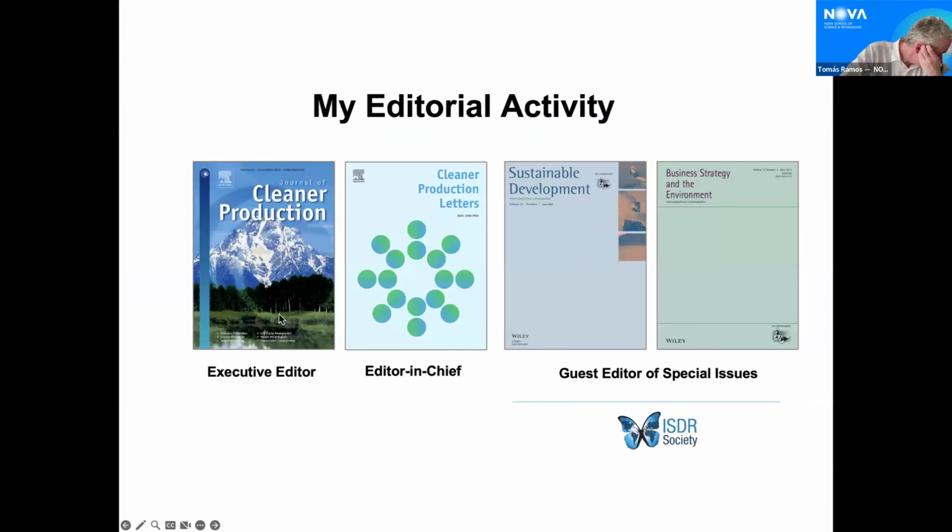As I said, my experience is a bit biased because it's mainly related to these two journals. The Journal of Cleaner Production is one of the biggest journals in the sustainability area at international level. And also this new journal, well, not so new, 3 or 4 years old, the Cleaner Production Letters. I also have some connections with some other journals, and Dr. Waleed is also connected with those. From other publishers, Sustainable Development and Business Strategy and the Environment. I was guest editor of some issues some years ago.